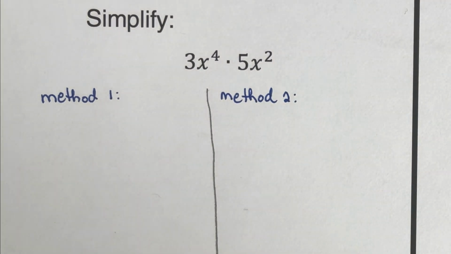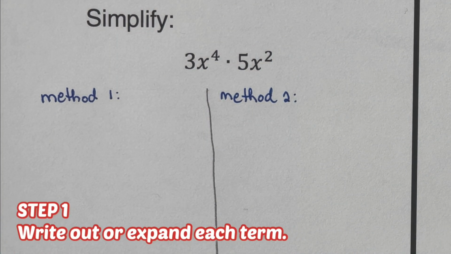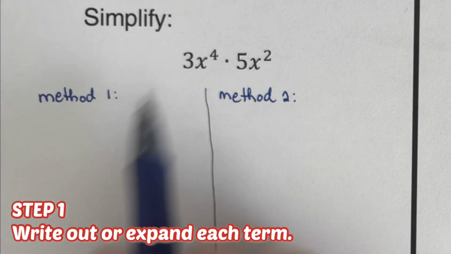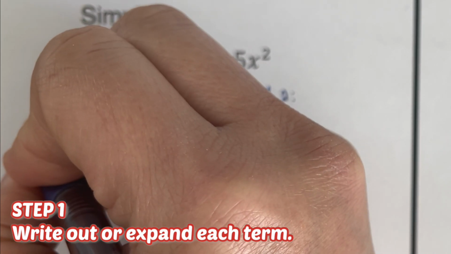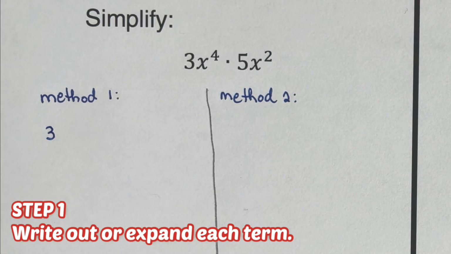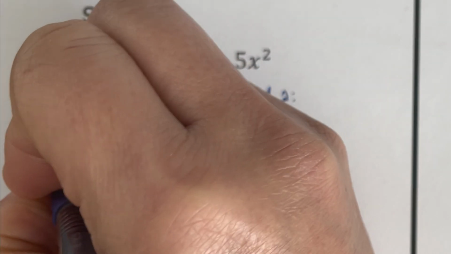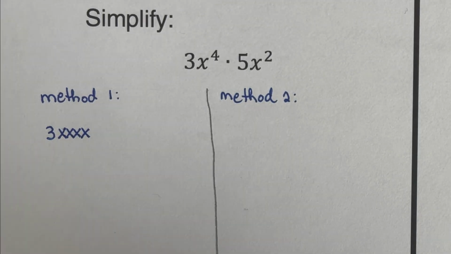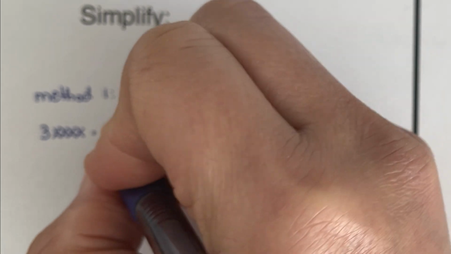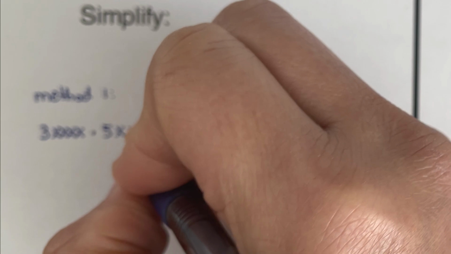And so we simplify this using the first method. The first step in the first method is to write out or expand each term. So this 3 will be written as 3. It's just 3 right there. And then this x to the 4th means that there are 4 x's. So that would be 1, 2, 3, 4. And then we're going to multiply that by 5. So we write out the 5. And then there are 2 x's. That's what we mean by x to the 2nd power.